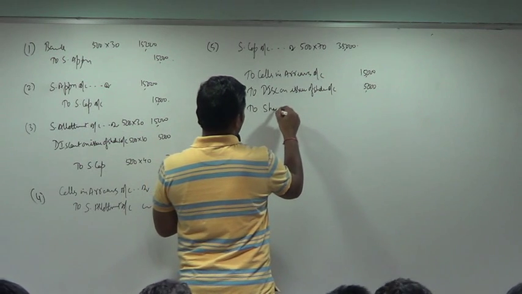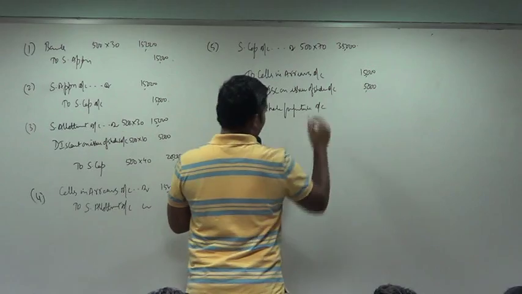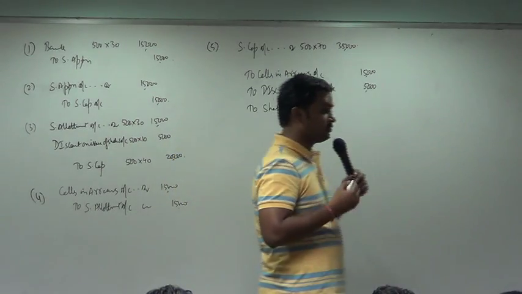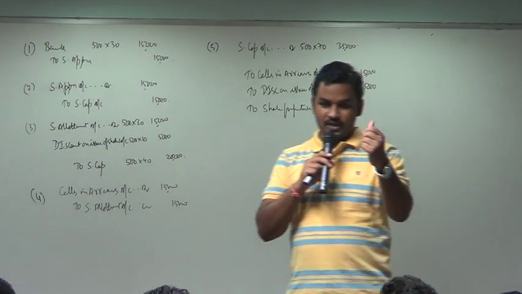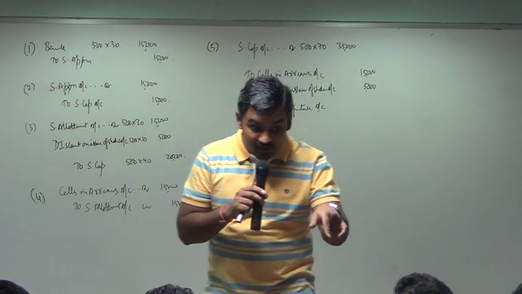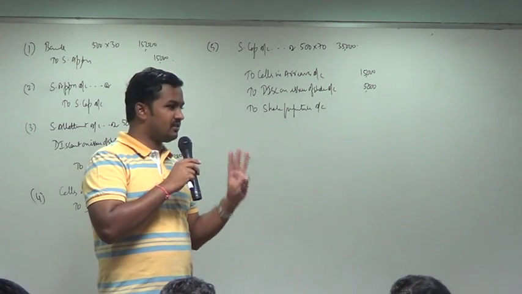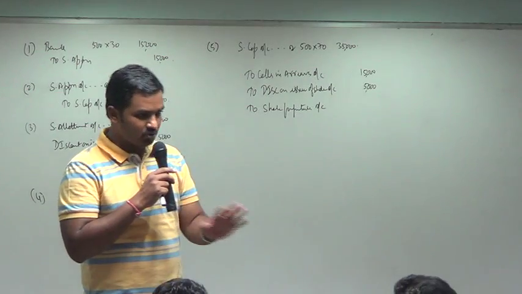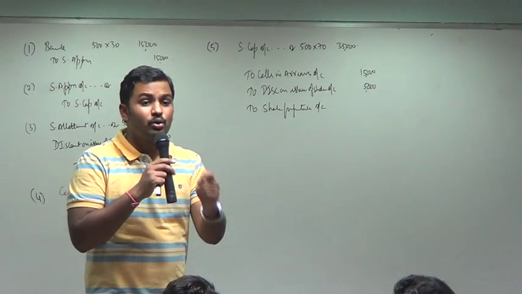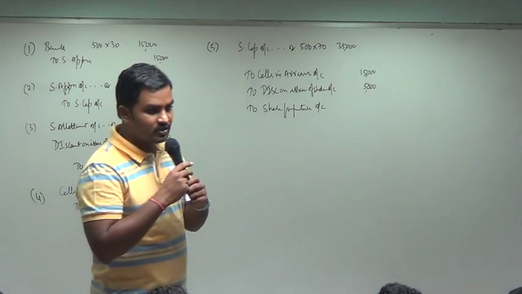Then share forfeiture account. How much is the forfeiture profit? Now you will say like this: cash collected towards face value. How much was collected? Only 30 rupees. Application we received 30 rupees, and ask the question, in this 30 rupees do you have any premium? No. This 30 rupees is purely part of face value, so it should be credited to share forfeiture account.